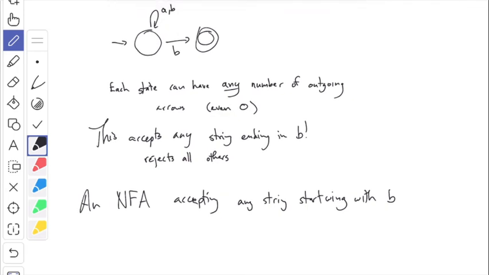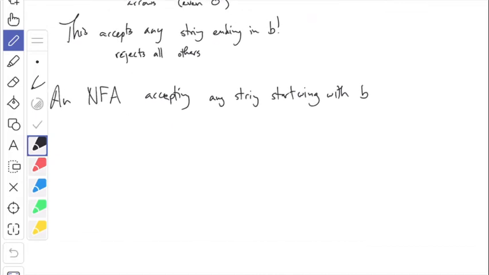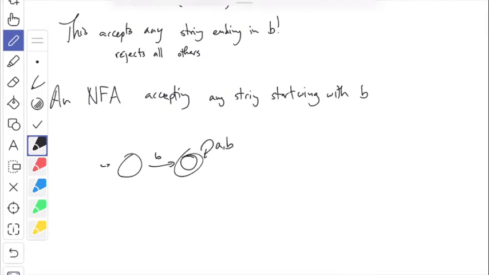That one that you still see there is anything that ends with a B. How about anything that starts with B? Yeah. The initial state will just have an outgoing arrow, and then the other one will be a state, and then it will have a loop with a B. Awesome. Yeah, this is what you want.